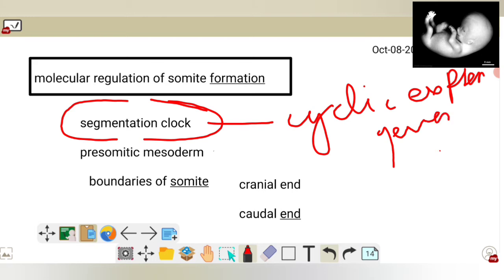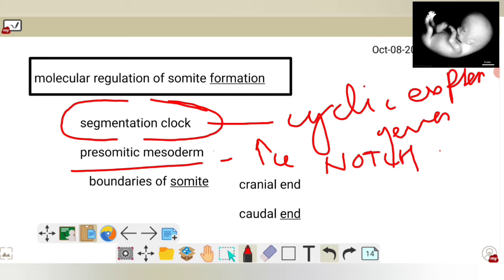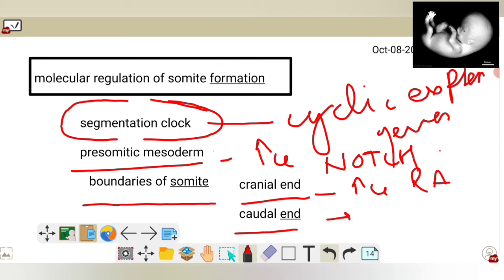Now, in the presomitic mesodermal area, there is an increase in Notch, and on the boundaries of the somite, at the cranial end we have an increase in retinoic acid, and at the caudal end we have an increase in fibroblast growth factor 8 and WNT3A.